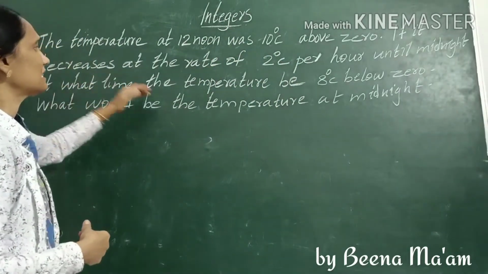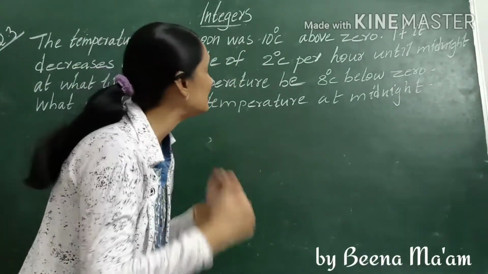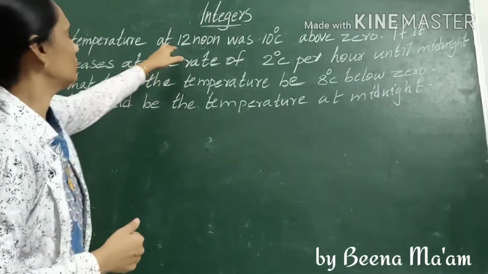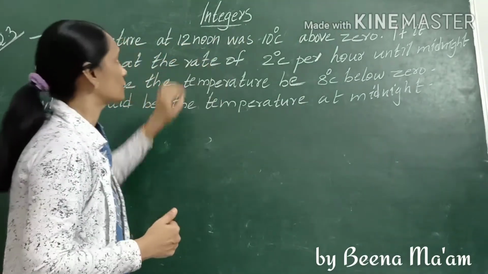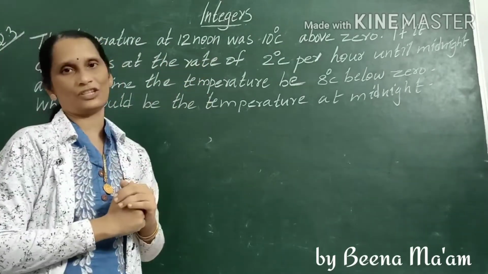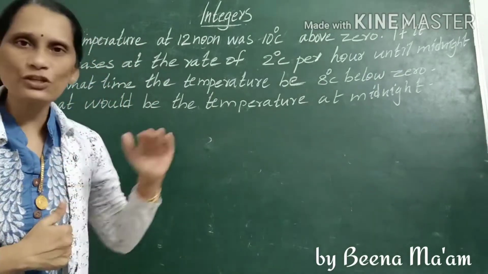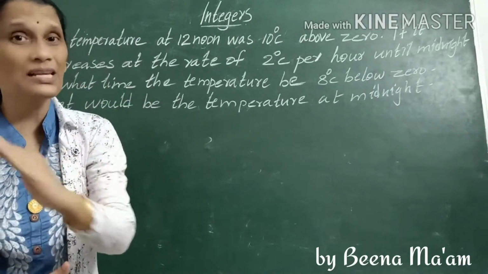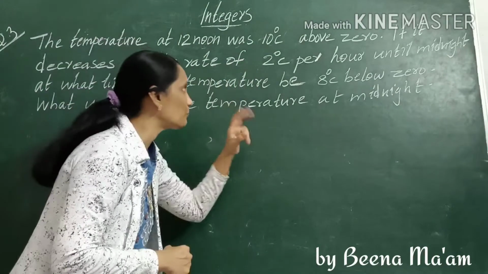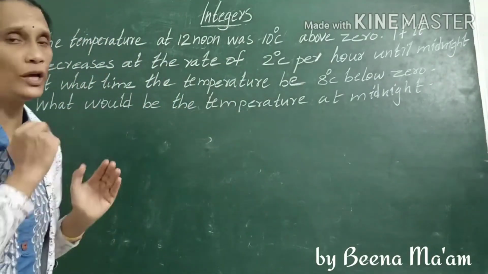If it decreases at the rate of 2 degrees Celsius per hour, every hour it is decreasing 2 degrees Celsius. So if at 12 noon it is 10 degrees Celsius, at 1 p.m. it will become 8 degrees Celsius. Like that at 2 p.m. it will become 6 degrees Celsius and so on. It is decreasing 2 degrees Celsius each hour, until midnight the process is going on.